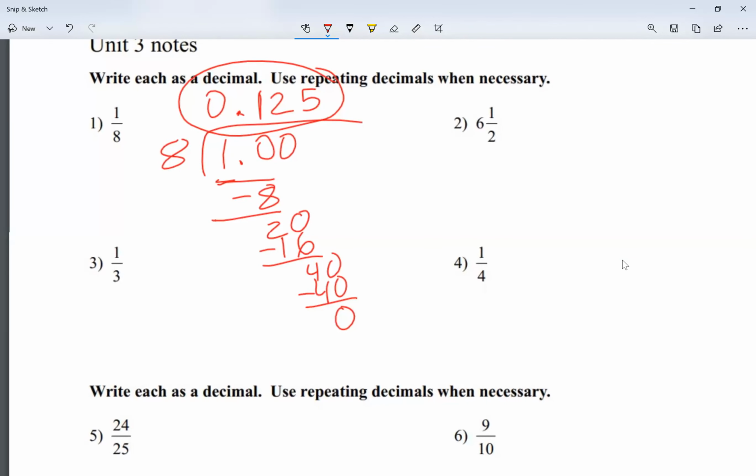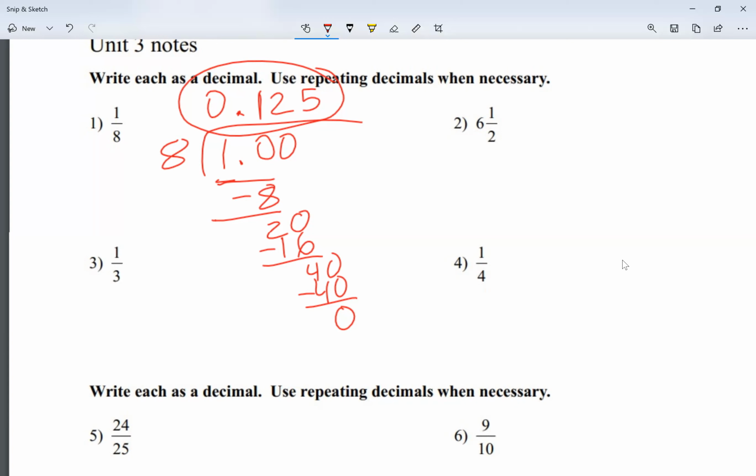One thing, going back to question number 1, we didn't see a number before the fraction, right? I didn't have a mixed number. So I didn't have a whole number in front of the fraction. That's why in front of my decimal, I have 0. Notice how number 1, it was 0.125.